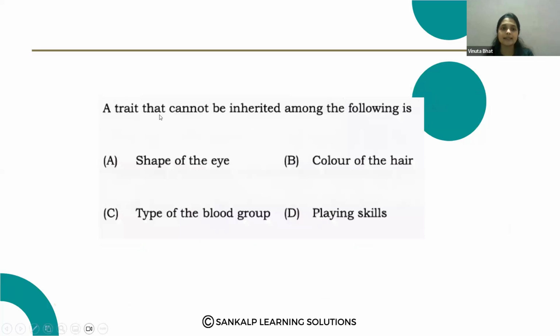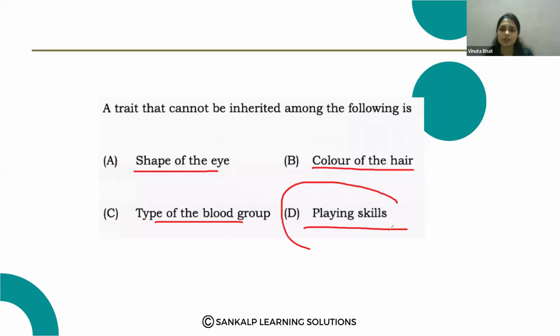Next question. A trait that cannot be inherited among the following is shape of the eye, color of the hair, type of blood group, playing skills. Here, which cannot be inherited, that is option D, playing skills, because it is an acquired character. It is not genetically modified, which is not related to the genes. So that is the acquired character. So playing skills cannot be transferred or inherited.